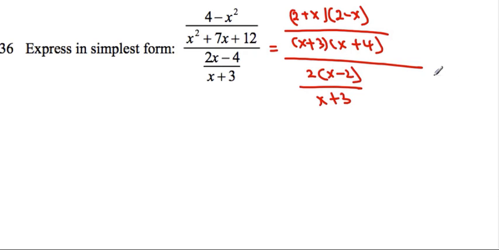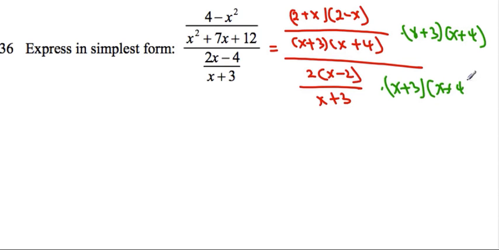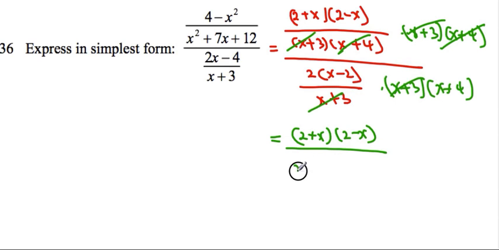Now, obviously what we can do is multiply top and bottom by x plus 3, x plus 4, because that's the common denominator, x plus 3. Then we get to realize that these both cancel out here, but here x plus 3 cancels out. This one survives. In other words, we get 2 plus x times 2 minus x over 2 times x minus 2 and x plus 4.